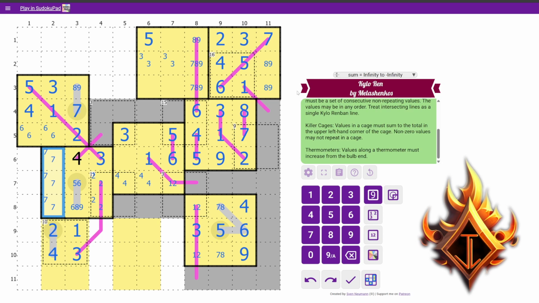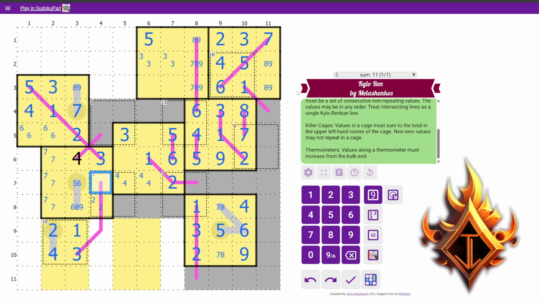So these are still 6, 7, 8, 9, I guess. This one is only 7 or 8. Missing something, huh? Oh, here we go. That is a 2 because of the pink line. That is a 1. That is a 2.